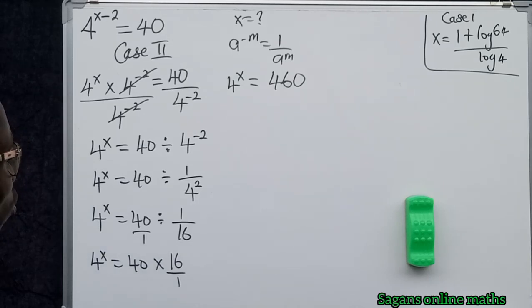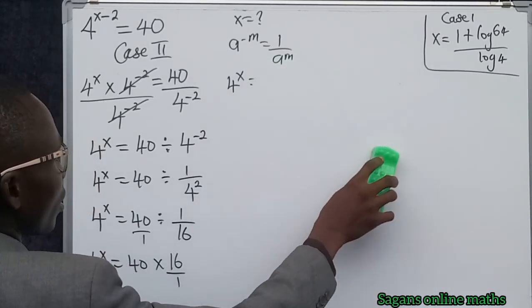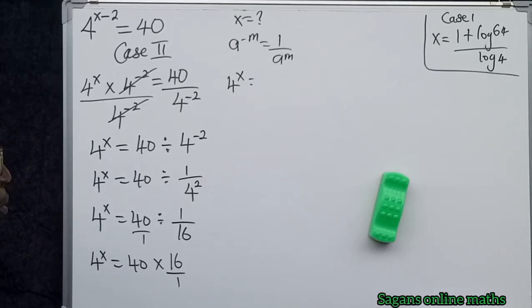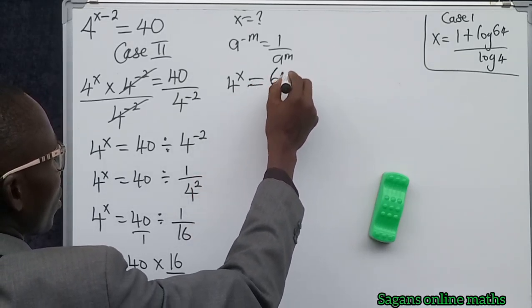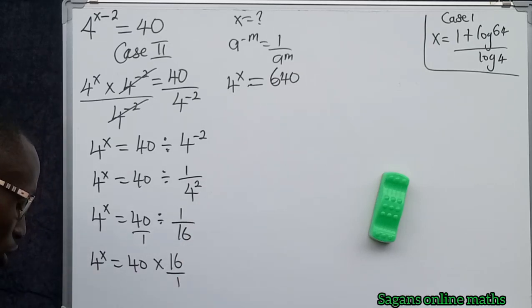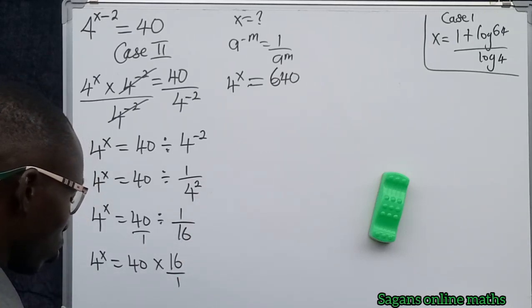At this point, what you're going to do is to take log of both sides, okay? We're going to take log of both sides. There's a mistake here, please. I made a mistake, so this will become 640. There's a mistake somewhere, okay? So just let me confirm it first. Okay, 40 times 16 gives us 640.